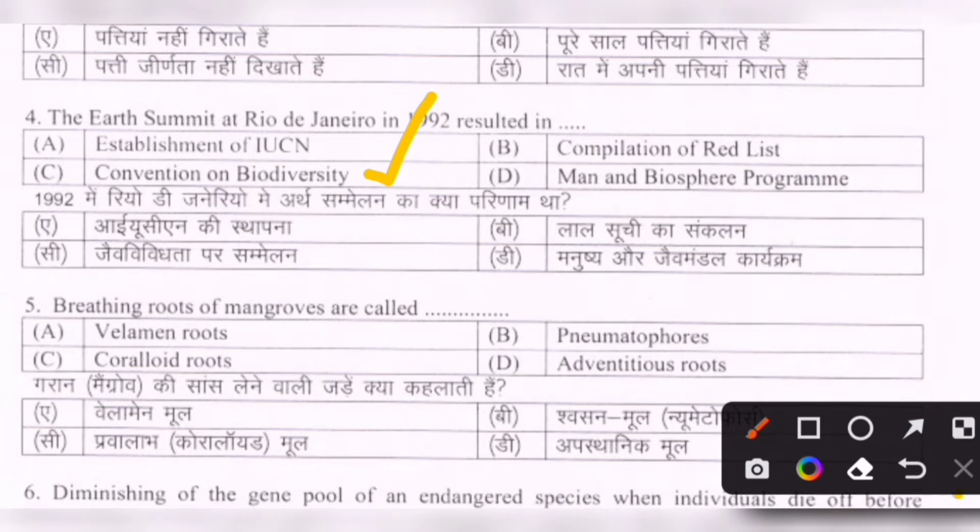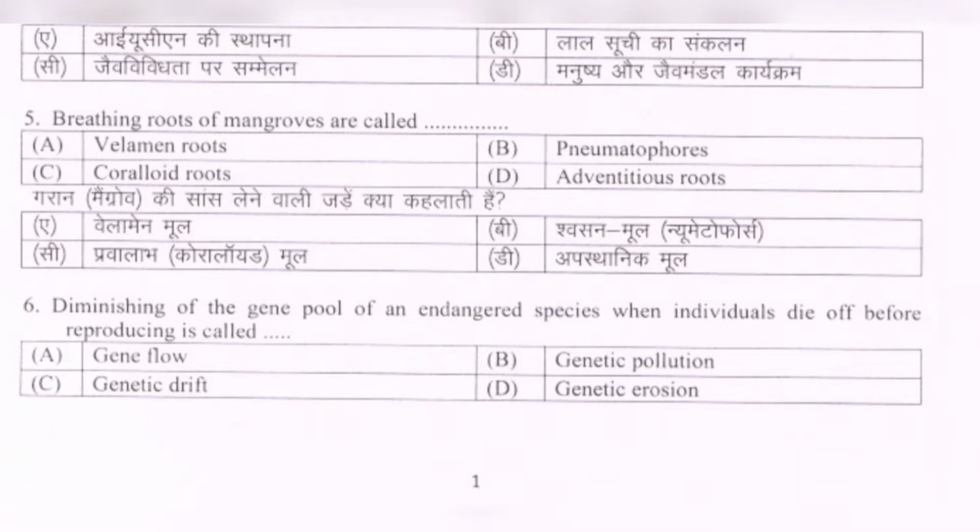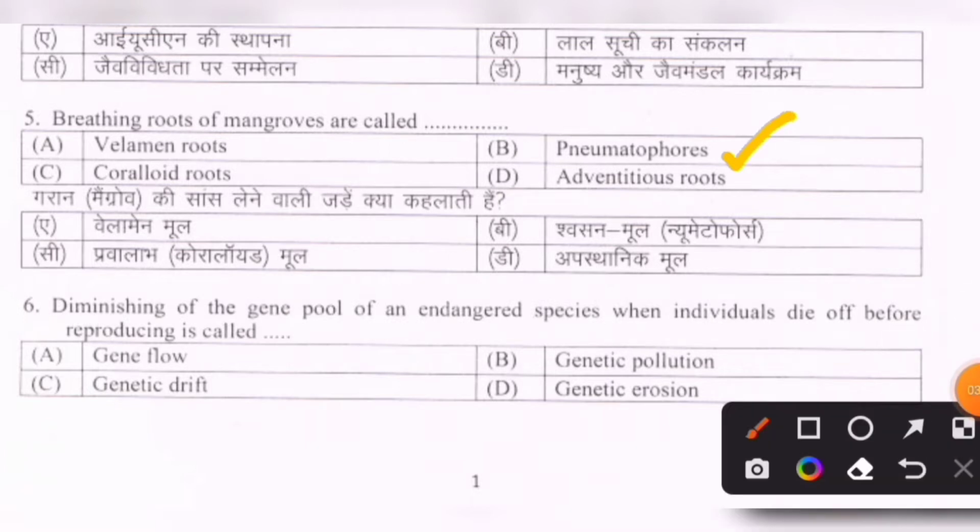Let's see the next question. Breathing roots of mangroves are called as. Options are velamen roots, pneumatophores, coralloid roots, adventitious roots. The correct option is B is the correct option. The breathing roots of mangroves are called as pneumatophores. Let's see the next question.